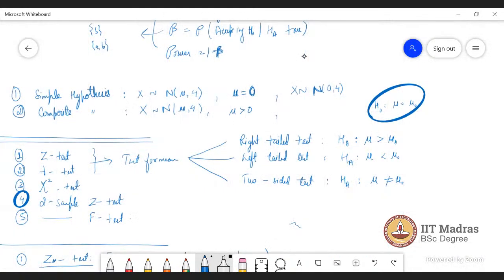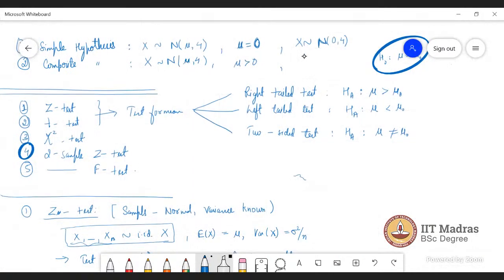What we have studied in hypothesis testing, we have 5 different tests that we studied here. So we have Z-test, T-test, chi-square test, 2 sample Z-test, and 2 sample F-test.